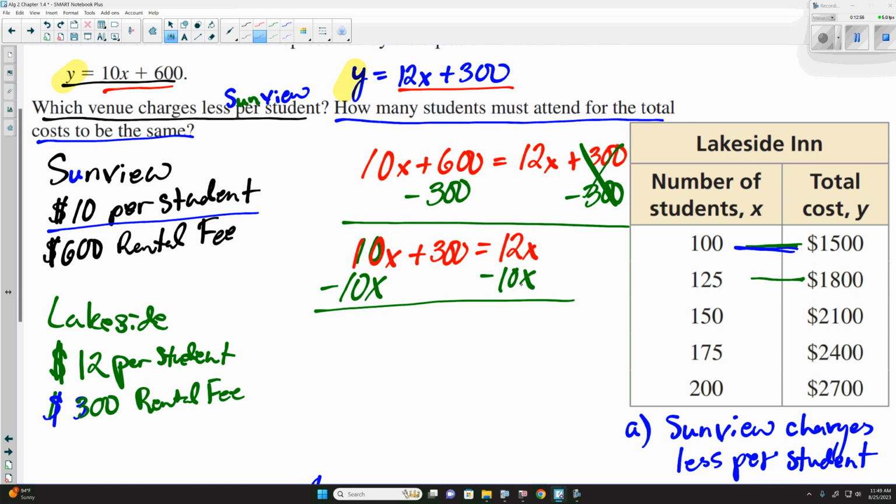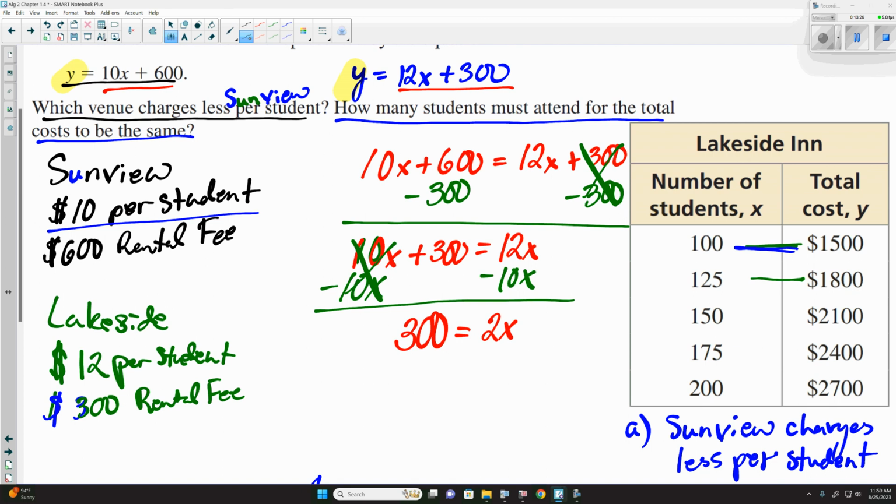we can minus the 10x. Because we do have all the numbers on one side, we just need to get the variables on the same side. So we can subtract 10x from both sides, because 10x minus 10x is 0, leaving us with just 300. 12x minus 10x is, are the variables by themselves? Yes. Now we use multiplication or division to get x by itself.